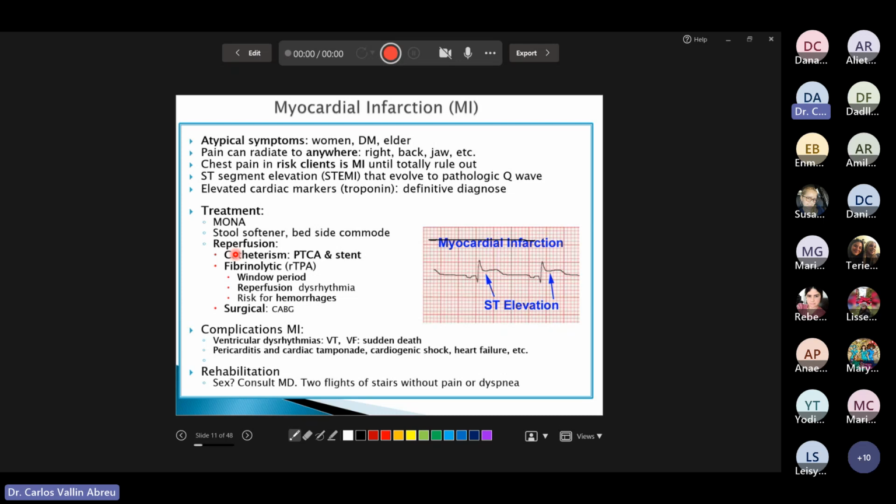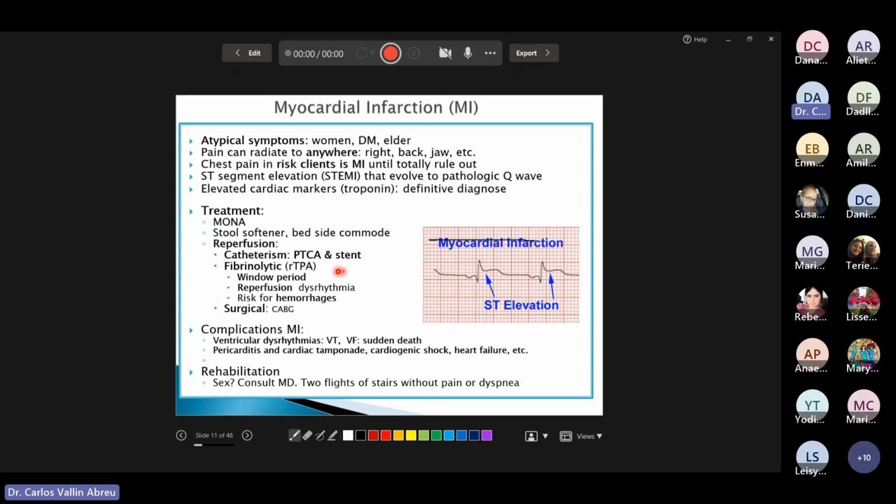Of course, there is a time frame of benefit. The sooner, the better. When that is not possible because it's a rural hospital and they cannot do catheterism, then they have the option of fibrinolytic therapy, the tissue plasminogen activator. Alteplase is the more frequently used. You have a window period of 6 hours, but the sooner the better.